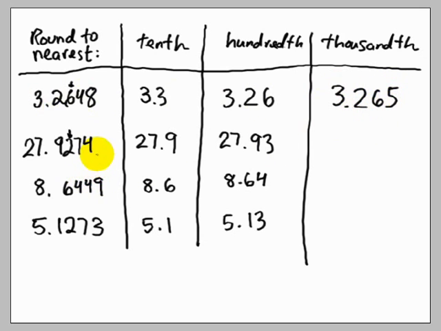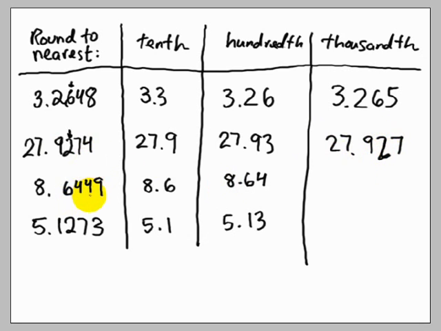On this one, the rounding digit is a 7. We look 1 to the right. That 4, since it's smaller than 5, tells us just to leave the 7 alone and chop off that 4. So it's 27.927.